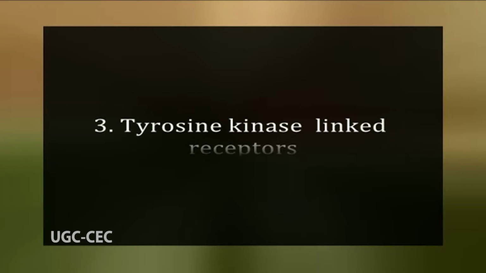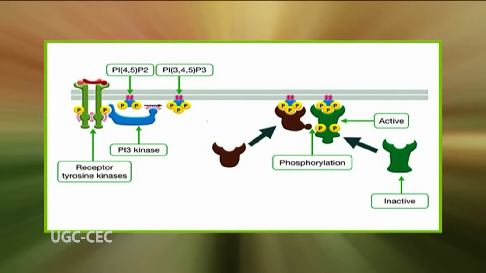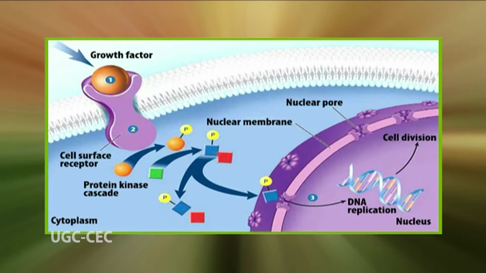Number 3, tyrosine kinase linked receptors. These receptors lack intrinsic catalytic activity, but ligand binding stimulates formation of a dimeric receptor, which then interacts with and activates one or more cytosolic protein tyrosine kinases. The receptors for many cytokines, the interferons, and human growth factor are of this type. These tyrosine kinase linked receptors sometimes are also referred to as the cytokine receptor superfamily.